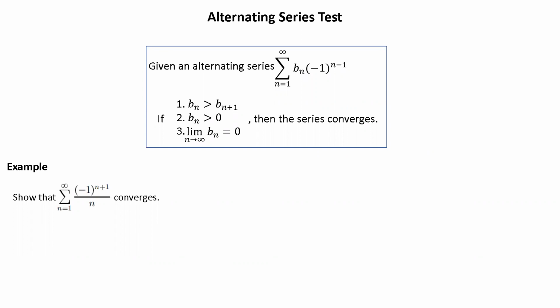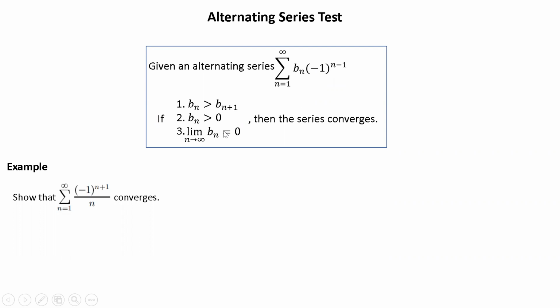Now, this alternating series test is specially for the so-called alternating series. An alternating series is a series that has a positive term, negative term, positive term, negative term, and so on, right? For this kind of series, if we want to test whether it converges or not, we look at these three criteria.